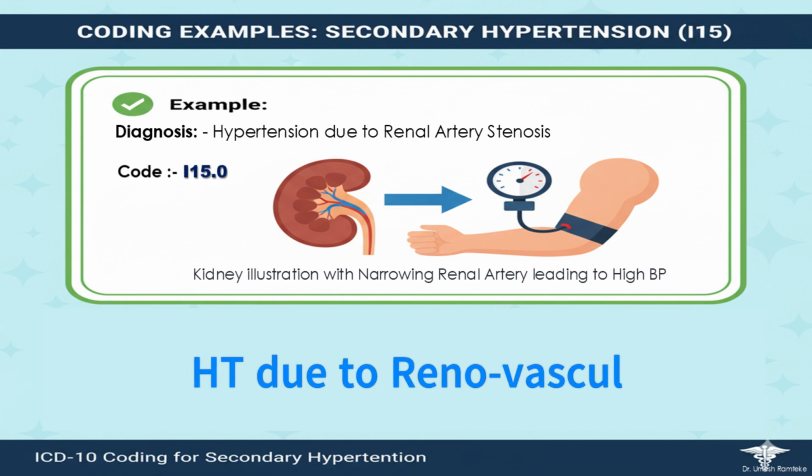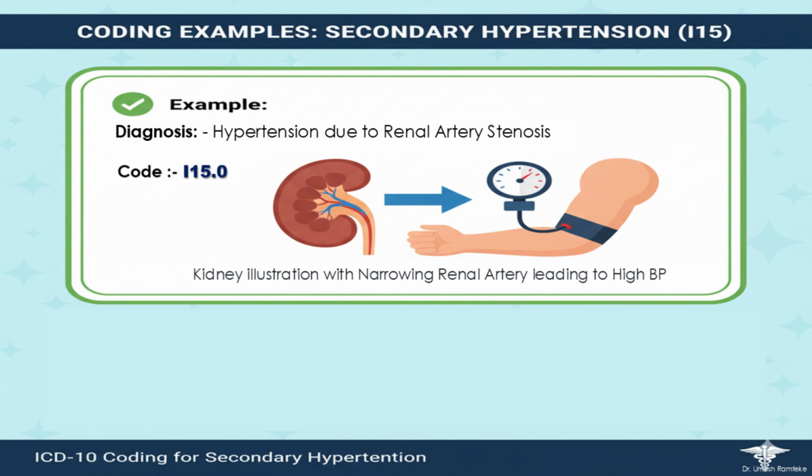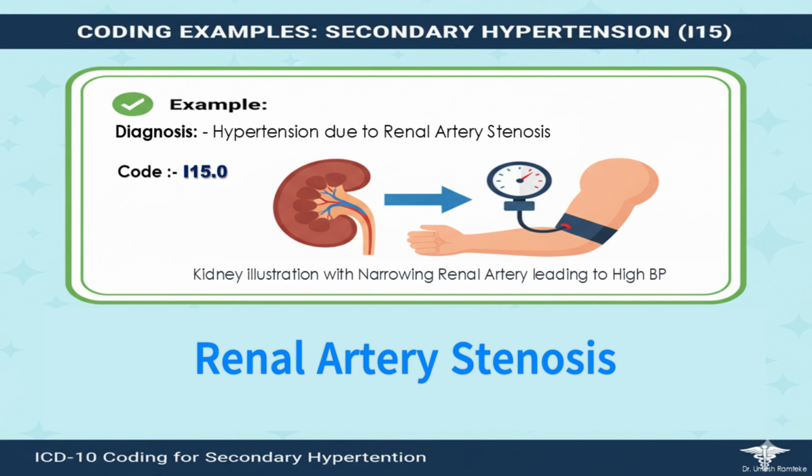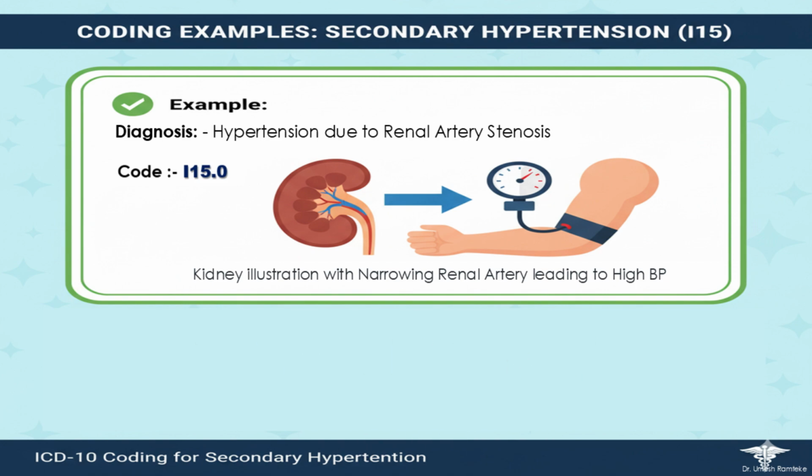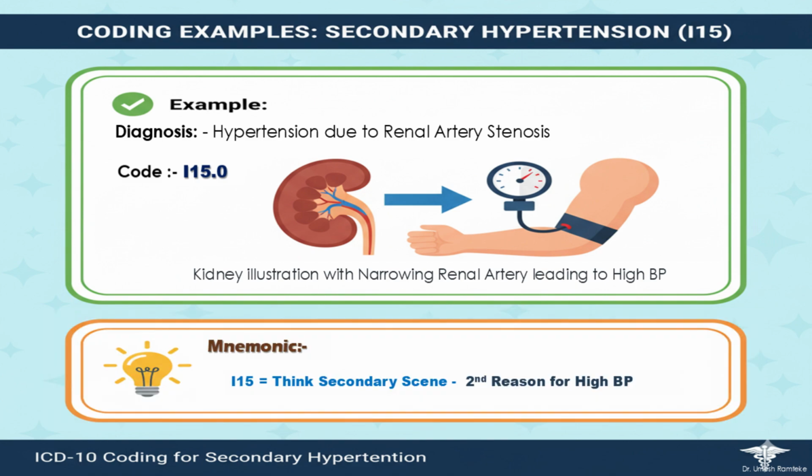However, remember your ICD-10 guidelines. You must also report a second code for the renal artery stenosis itself to complete the documentation and explain the underlying pathology. For accurate documentation of secondary hypertension, ensure you always code the I15 classification first, followed by the specific underlying cause. To quickly recall this series, here is a mnemonic. I15 equals think secondary scene, the second reason for high BP. This links the I15 series directly to the concept of secondary hypertension.